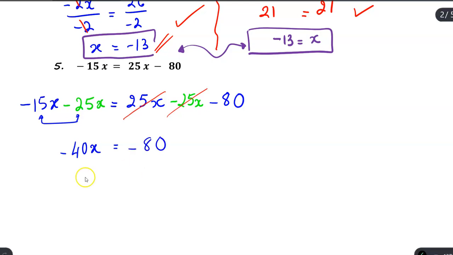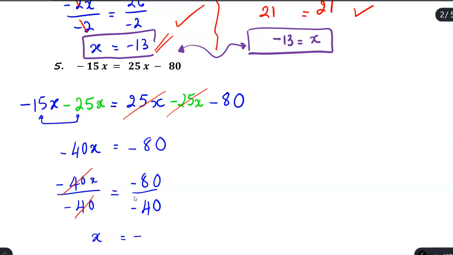So now you bring your equation to the simplified version. And what you do next is you will divide both sides by negative 40. Okay. So we must divide by negative 40 in order to have just x on this side of the equation. So x should be equal to positive 2.